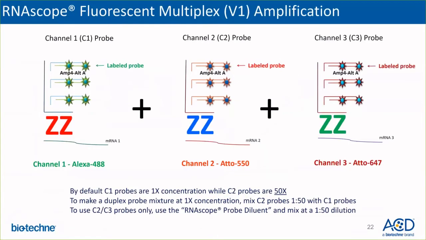The multiplex fluorescent V1 assay utilizes the same amplification system and is similar to the duplex chromogenic assay. Here, 3 independent amplification trees are built, such that C1, C2, and C3 probes will have their own amplification trees stemming from where the probe has bound to mRNA transcript. The signal can then be visualized from the 3 independent fluorescent labeled probes.